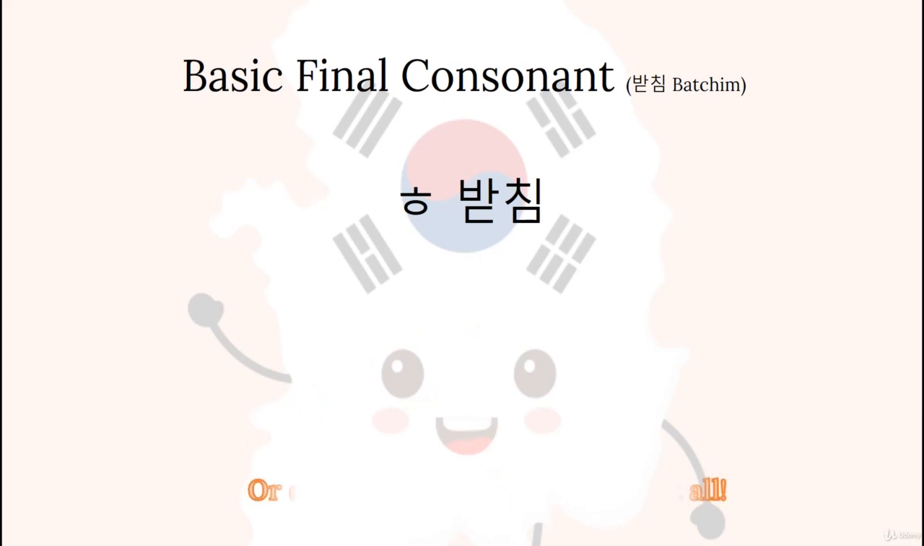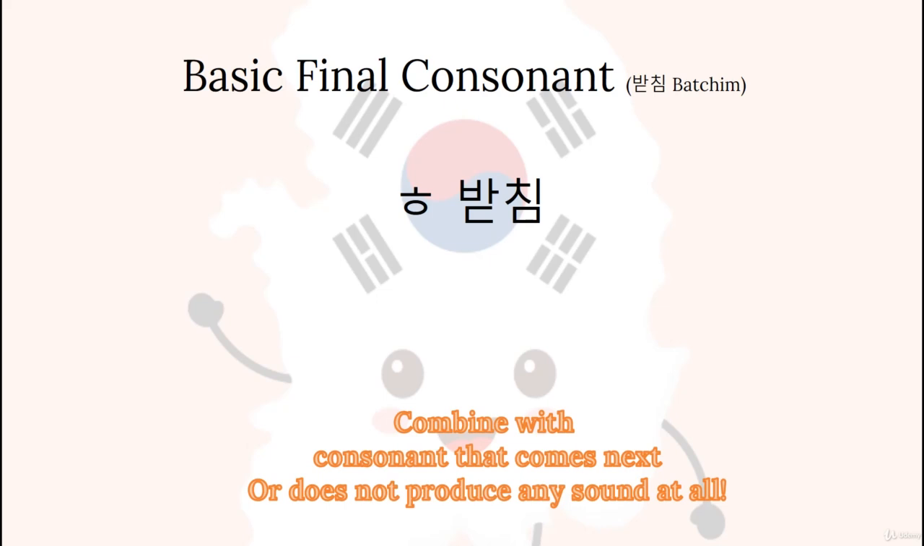Remember, this one is combined with the consonant that comes next or does not produce any sound at all. What do I mean by that? I'll show you. This one, the 히읗 받침, the H sound is removed. So for example, 좋아. It's just 좋아, not 좋하. So this 히읗, even though it is there, there's no sound. It's just 좋아.